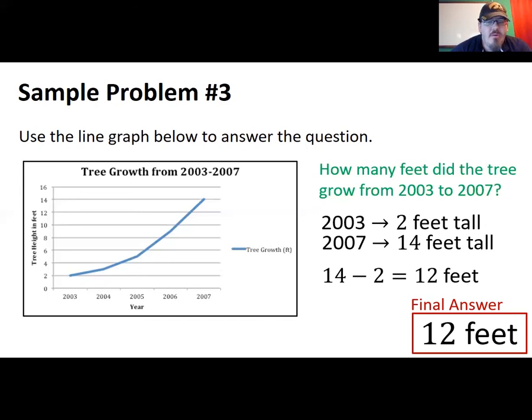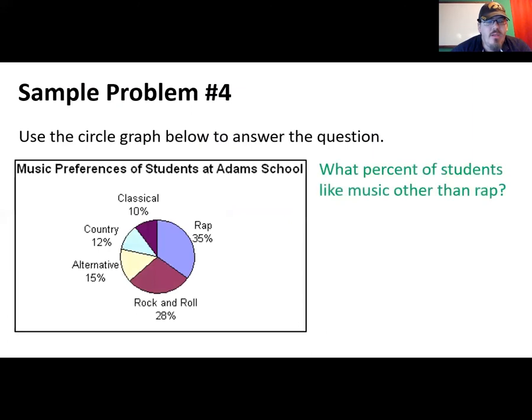So again, there you go with some examples for working with a line graph. Let's go ahead and move on to the final type of graph, a pie chart or a circle graph. And what we want to do here is calculate the percent of students that like music other than rap music.